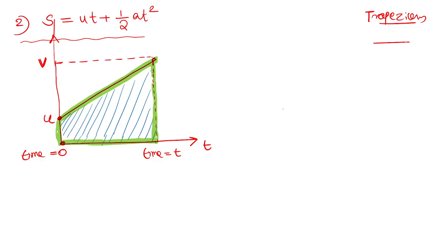Trapezium means it is a quadrilateral having two parallel sides. It must have two parallel sides. Look here, these two sides are parallel. That's all. A quadrilateral is said to be a trapezium if it has two parallel sides. This quadrilateral has parallel sides. What are they? Look at this vertical side. This vertical side and this vertical side are parallel, right? So this one is nothing but a trapezium. This one and this one are parallel. So it is a trapezium.